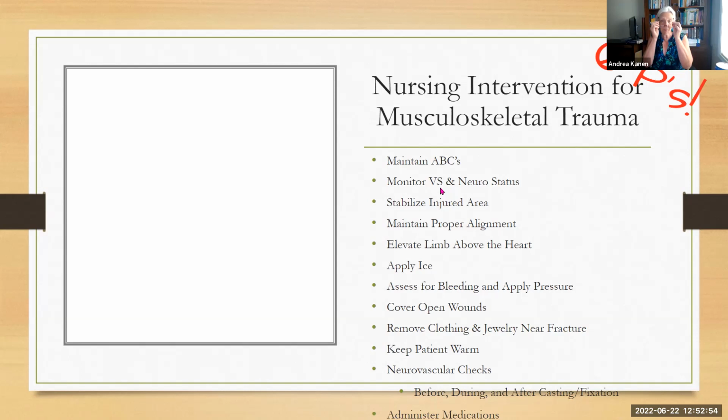So anytime you've got trauma, broken bones, be thinking vascular as well, because that sometimes happens. Apply ice, assess for bleeding, apply pressure, cover open wounds, remove everything near the site of injury, and keep the patient warm. Neurovascular checks before, during, and after the fix, whether that's a cast or some sort of fixation. I cannot overemphasize the importance of ongoing neurovascular checks. Just because they're fine once doesn't mean they're going to continue to be fine. We're going to do pain management, muscle relaxants, and possibly antibiotics.